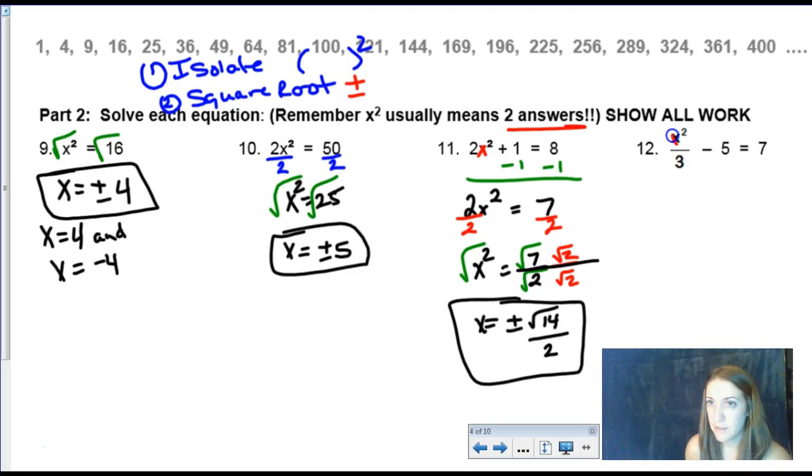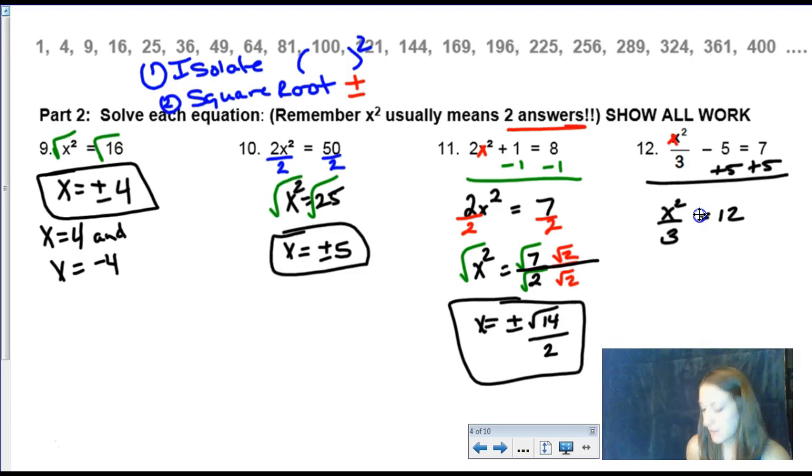All right, so here, the thing that's being squared is this x. We're going to start by adding the 5 over. So right now, it's still being divided by 3. We're going to have to get rid of that by multiplying by 3 on both sides of the equation. These 3's cancel. You get x squared equals 36, and that's a lovely answer, because when I square root both sides, I get 2 answers, of course, both positive and negative 6.